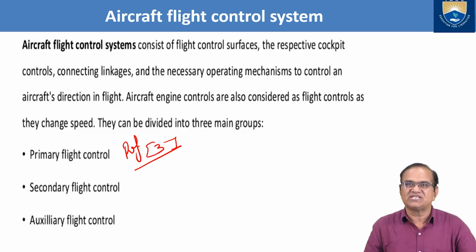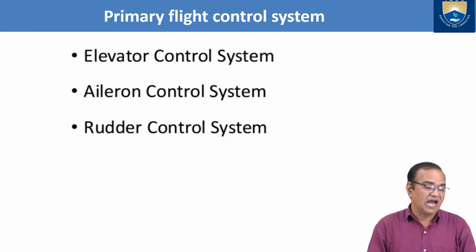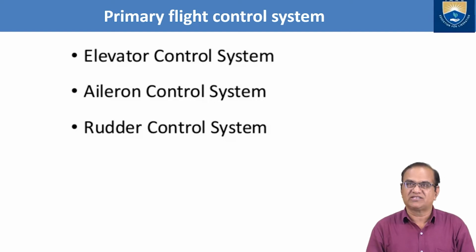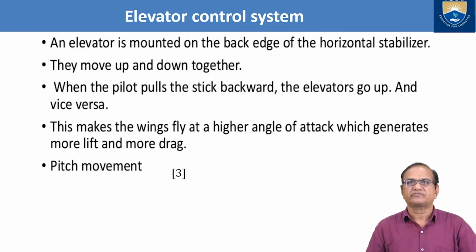So this I have just depicted. Now I will explain about all the three primary flight control systems. I will go word by word and explain each term very carefully. Here we have flight control systems: the elevator control system, the aileron control system and the rudder control system.